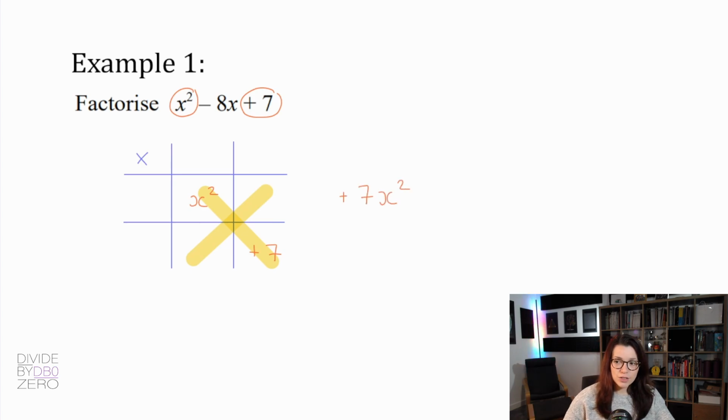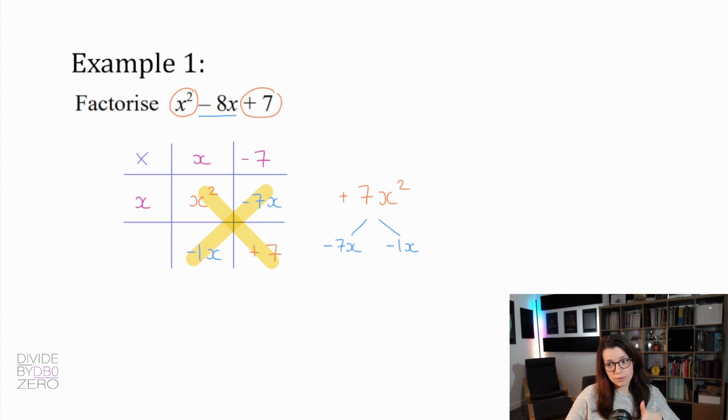And now we need to think of two numbers which would multiply to give 7x squared, but at the same time add to give negative 8x. In this case, that would be minus 7x and minus 1x. You stick those terms into your grid here, and then you factorise each row and column. Now you can start wherever you like, but if we start with the first row, we can take an x out because both x squared and minus 7x have x in common. And then an x would need to go up here to make x squared when you times, and a minus 7 would need to go here.